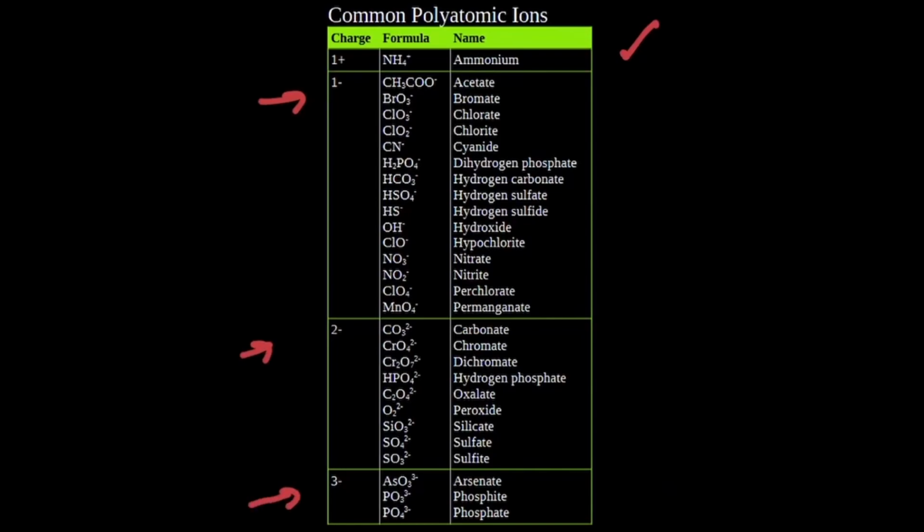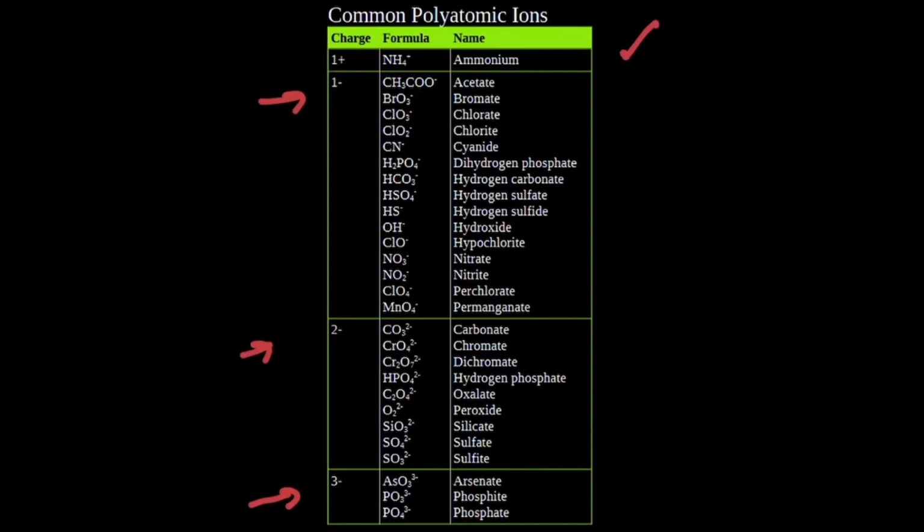On the minus 1 charge, we have acetate. You can see that at CH3COO minus. A lot of students stumble on that one, so that's one to really get to know and be familiar with. Bromate, right? And then here we go. We have a chlorate and chlorite. You can tell the difference between the ending and the number of oxygens.